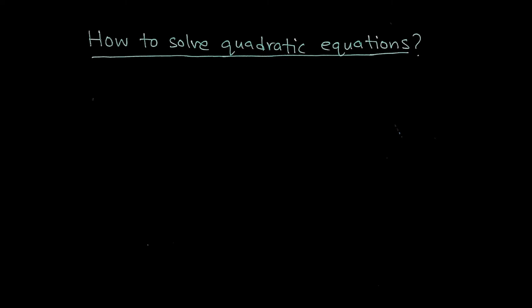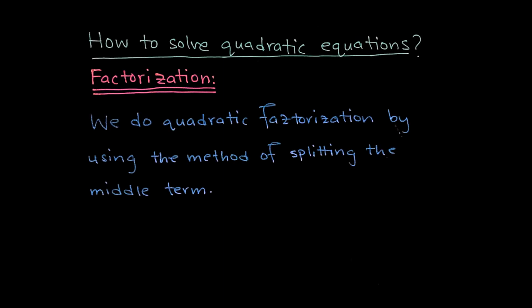Now let's check out how to solve quadratic equations. There are different methods we can use to solve quadratic equations. We'll check them out one by one. The first method we'll be checking out is factorization. We do quadratic factorization by using the method of splitting the middle term.